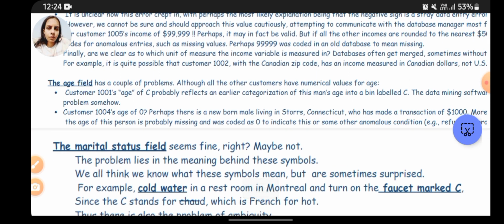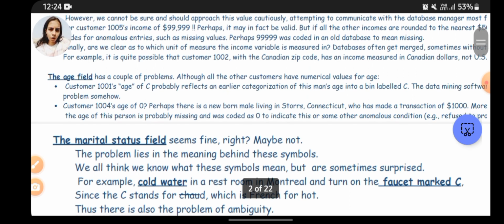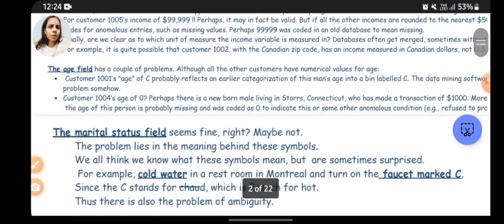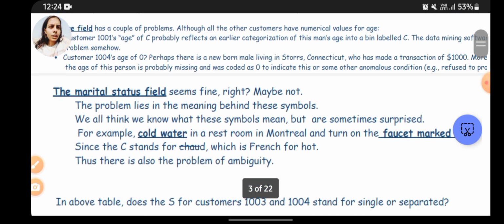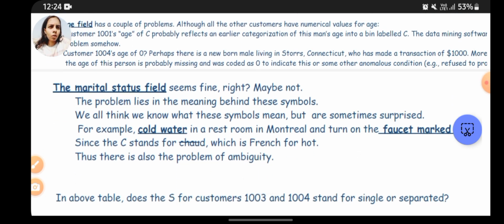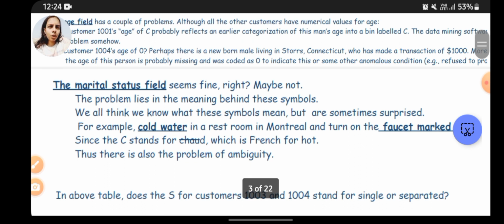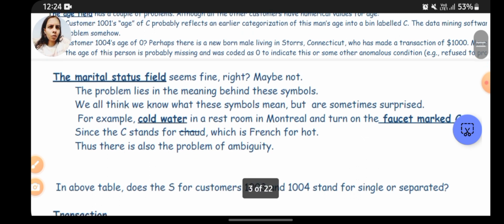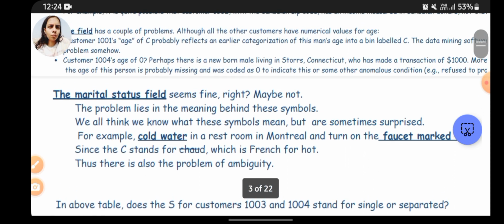Now the next attribute is the age field, which has a couple of problems. Although all other customers have numerical values for age, customer 1001's age of C probably reflects an earlier categorization for a person's age, and a label like C may cause problems for the data mining software. Customer 1004's age of 0 is perhaps a newborn making a transaction of more than $1,000, which is unlikely. The age is probably missing, coded as 0 to indicate some other anomalous condition, for example refused to provide.